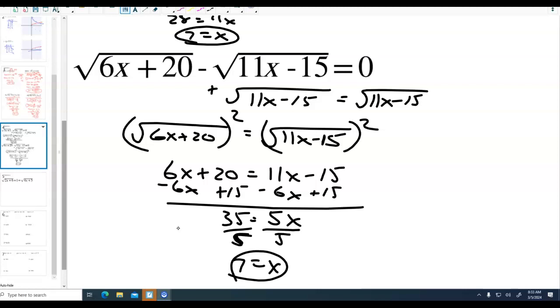It's really a coincidence that when I put the 1 in, it worked out. And it shouldn't have. I put it in where I had a plus sign where I shouldn't have, so it wouldn't have worked out. So when I put 7 in, 6 times 7 is 42, plus 20 is 62. 11 times 7 is 77, minus 15, which is 62. Root 62 minus root 62 is equal to 0.